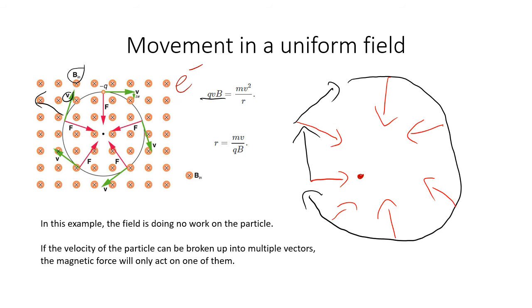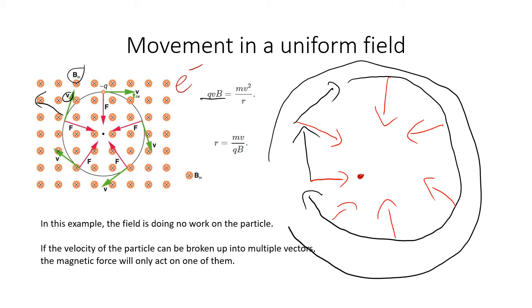In this example, the field is doing no work on this particle. It can just continually go around and around in this circle forever. And as we start to think about the Aurora Borealis, it's important to remember that in this case, our movement vector is only in a single direction. We're only calling it this black line. This is one dimension of our vector. With the Aurora Borealis, there will be multiple vectors, but the magnetic force will only be acting on one of those.